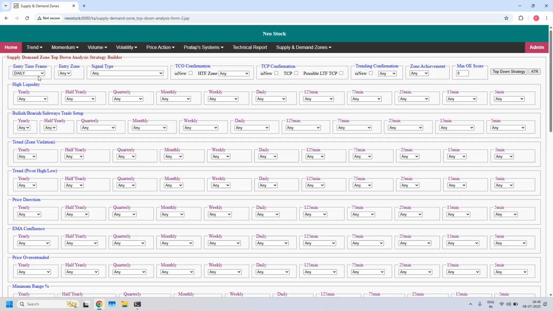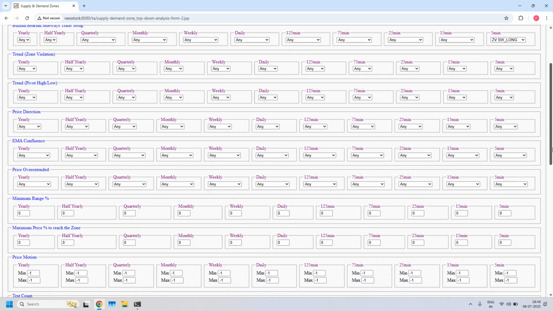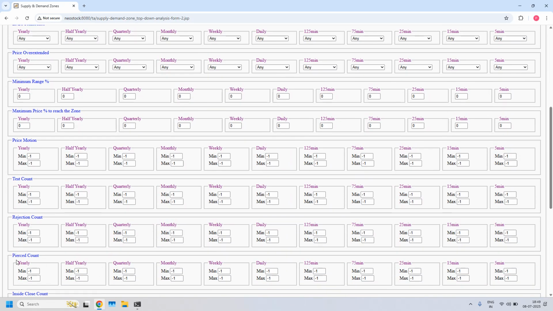Hourly income trade entry time frame is 5 minutes. Entry zone is demand zone. Bullish or bearish or sideways: at 5 minutes, I am selecting sideways long. Zone achievement VOZ. Minimum order enhance score 11 for sideways. And also the 5 minutes demand zone should not be pierced.